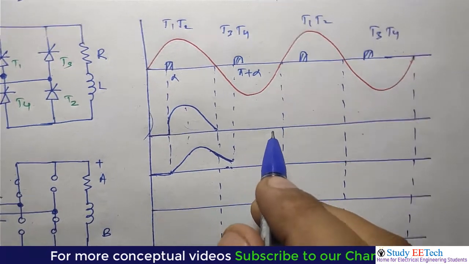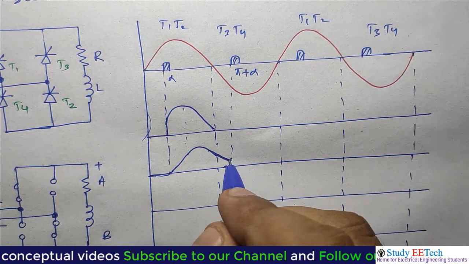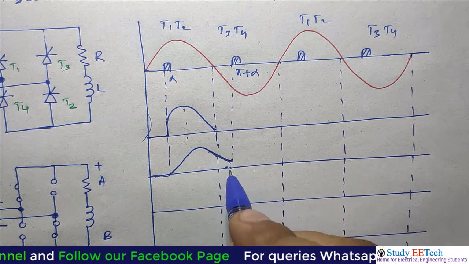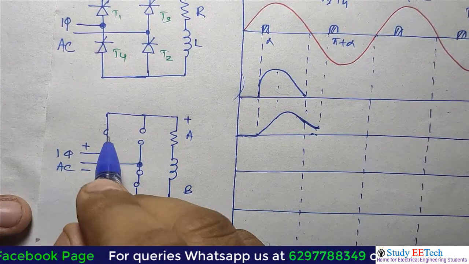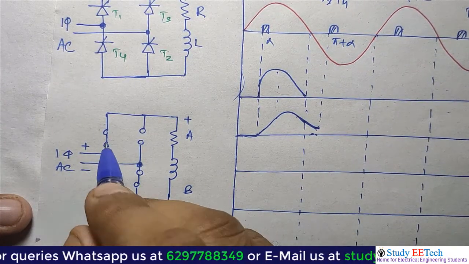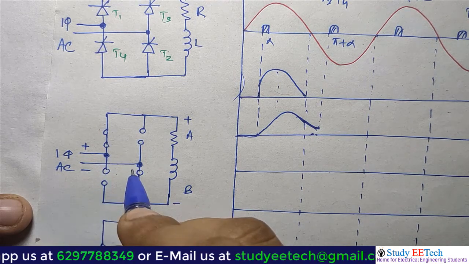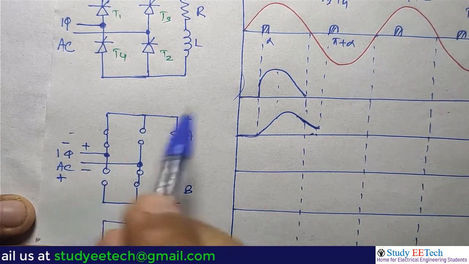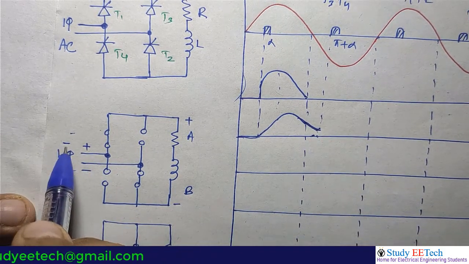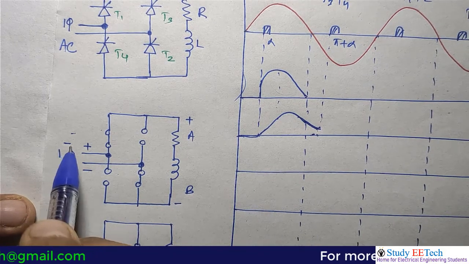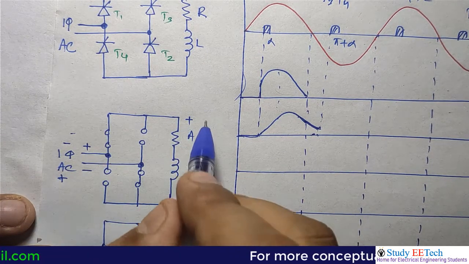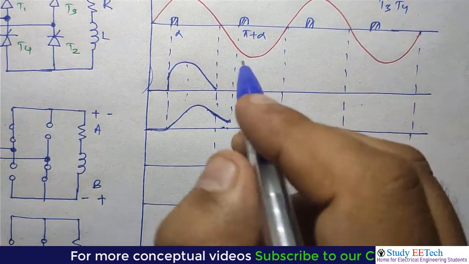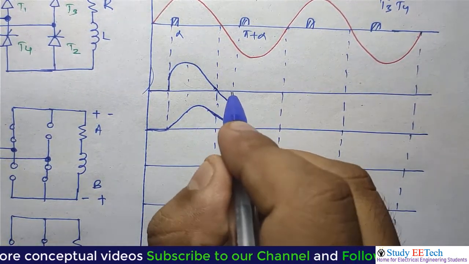Okay, so if T3 and T4 is triggered, what about the current and voltage here? Here the current is there, so equivalent circuit remains this one, but somehow the polarity has become negative and positive. All right, because at the point pi plus, the polarity of the supply will reverse. So now this negative voltage will appear here and positive voltage will appear here. Subsequently we will get the reverse voltage. So there we will get a negative swing.